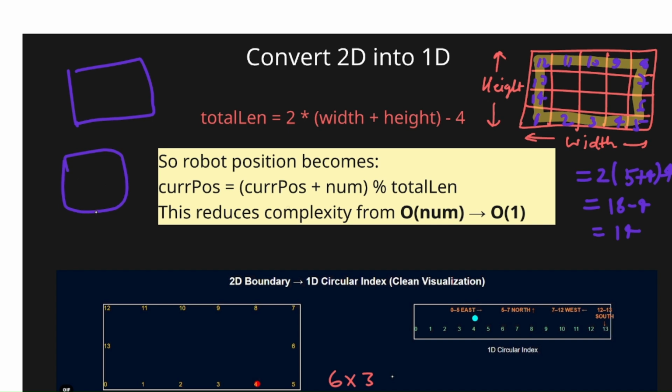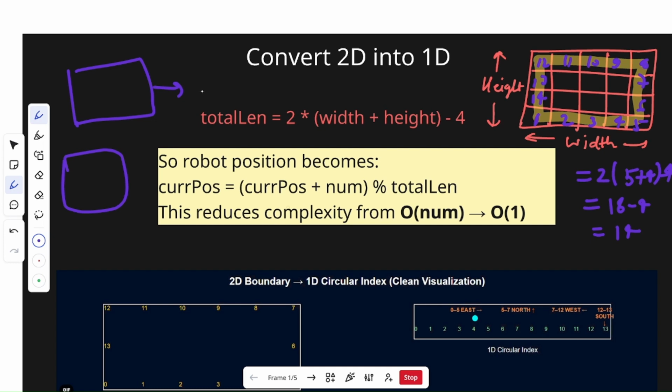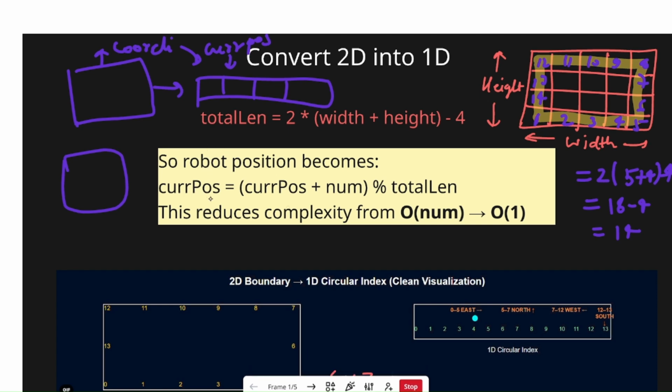So we will convert this 2D grid into 1D. Previously we were thinking about the coordinate, but now we will convert it into an index, or you can say the current position in the 1D array. So how can we calculate the current position?